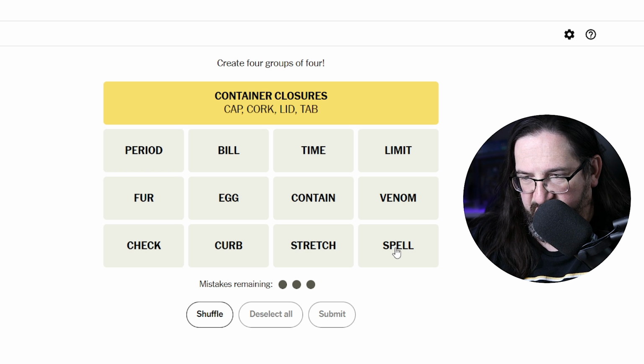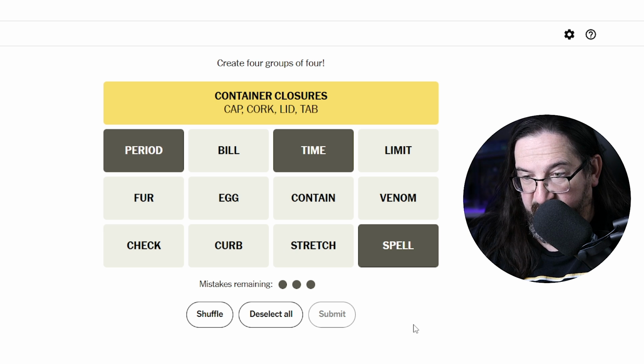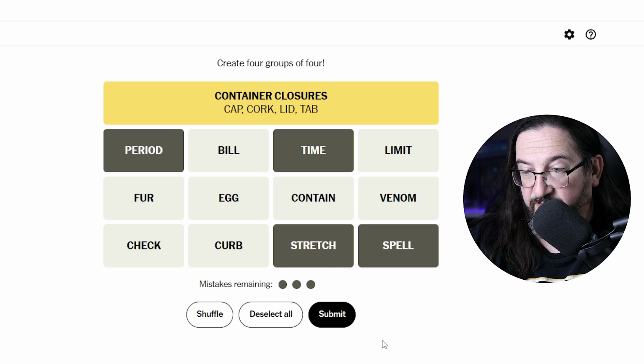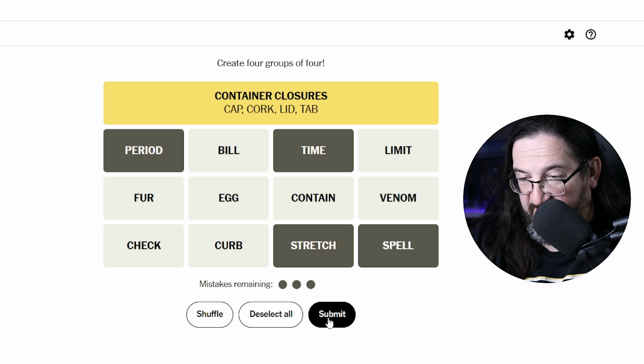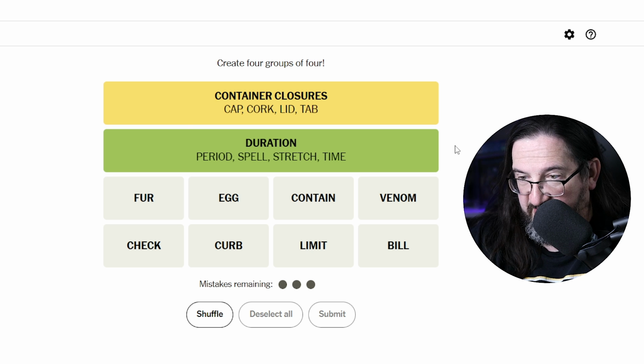A spell. A time. A period. Right? These are eras, maybe. A spell, a time, a period, a stretch. These are again eras of time. Duration. Okay, there we go. Duration. I think we're exactly in the same spot. That's close enough. So we got green.